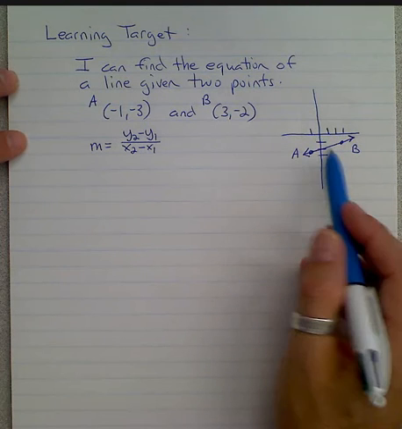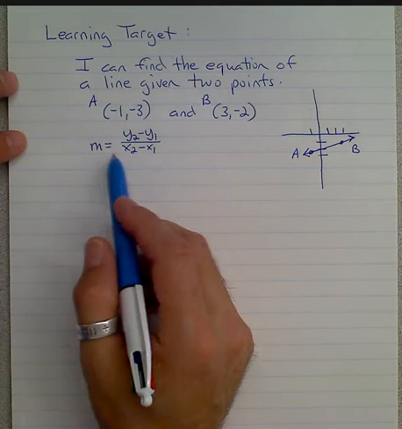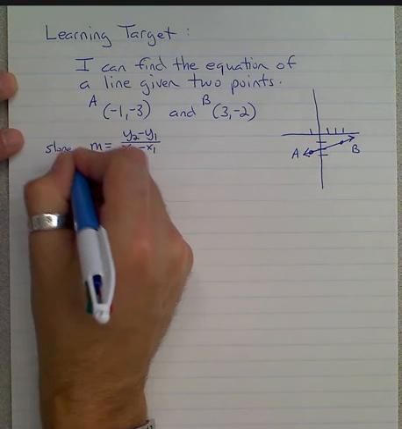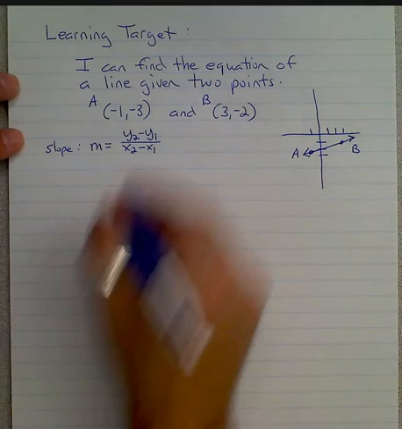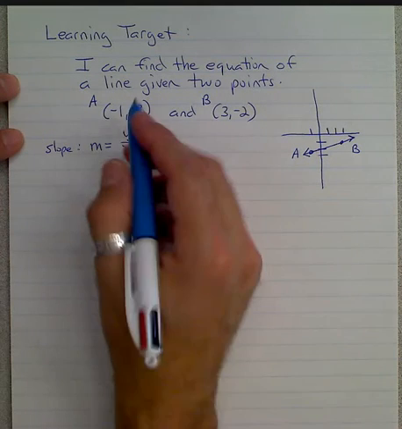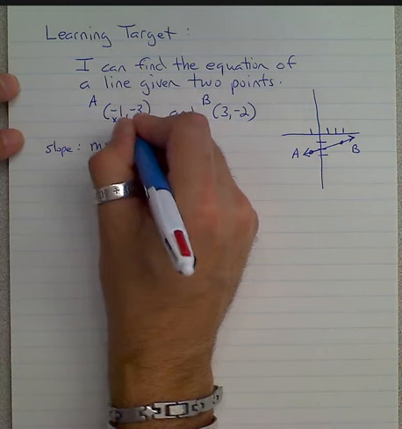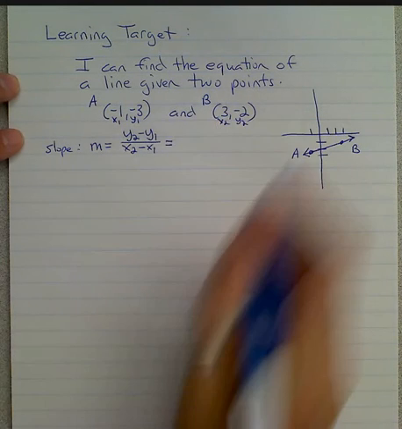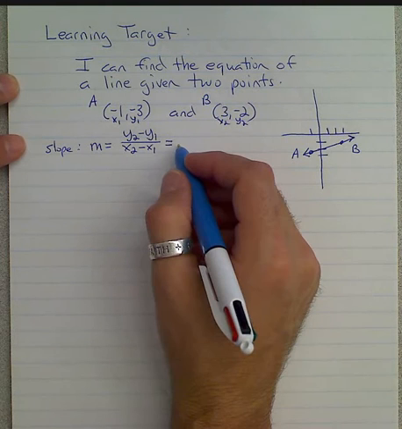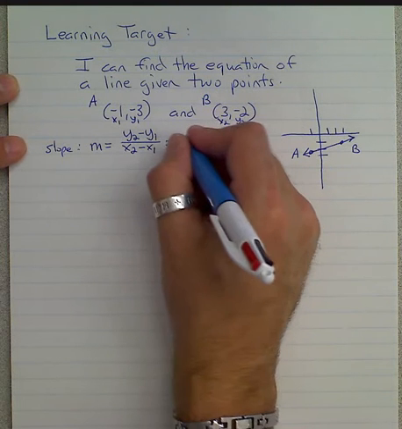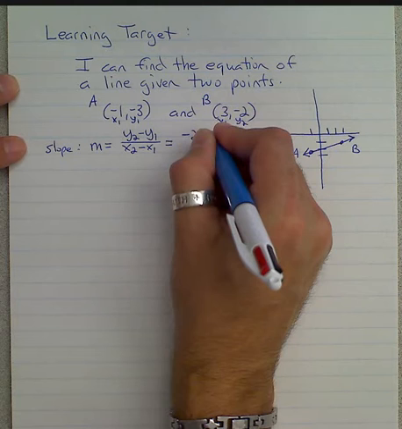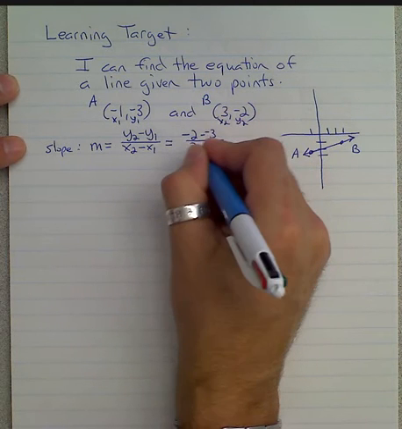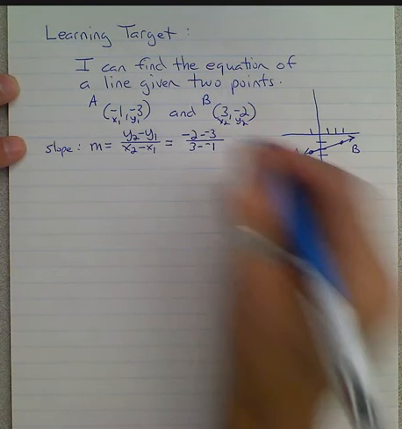To find the equation of this line, we would need to find the slope, which we represent with the letter m. A is my first point, so I'll call it x1, y1. B is my second point, x2, y2. Using the formula, I will have -2 minus -3 over 3 minus -1.